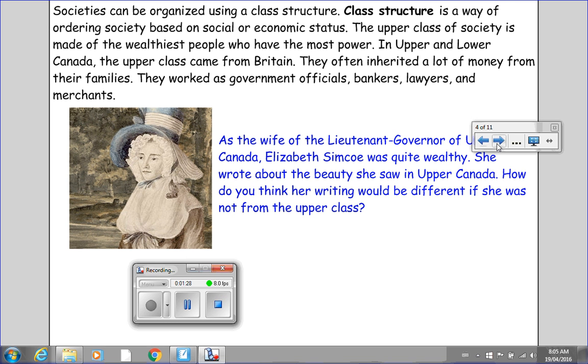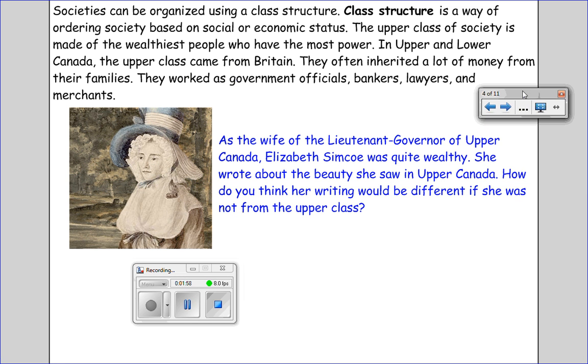Societies can be organized using a class structure. Class structure is a way of ordering society based on social or economic status. The upper class of society is made of the wealthiest people who have the most power. In Upper and Lower Canada, the upper class came from Britain. They often inherited a lot of money from their families. They worked as government officials, bankers, lawyers, and merchants.